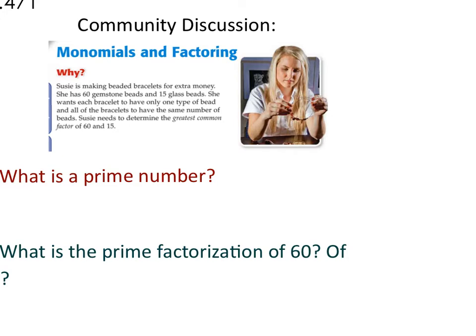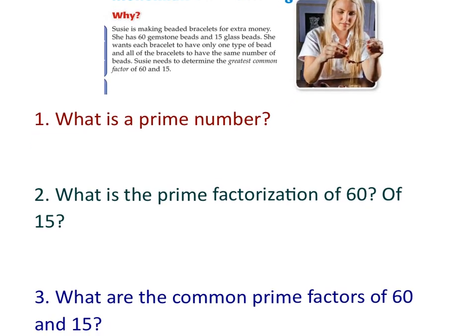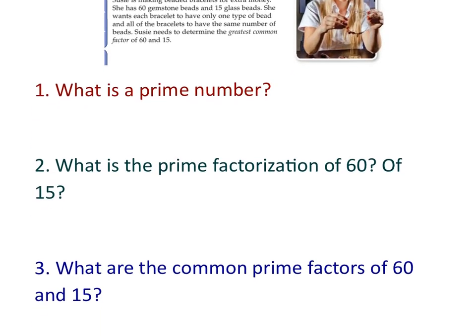Susie is making beaded bracelets for extra money. She has 60 gemstone beads and 15 glass beads. She wants each bracelet to have only one type of bead and all of the bracelets to have the same number of beads. Susie needs to determine the greatest common factor of 60 and 15. So let's take a look at a few of the questions that follow this. Question 1 says, what is a prime number? Do you know what a prime number is?